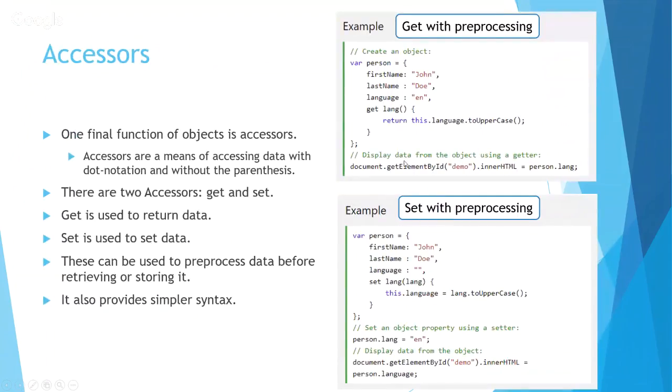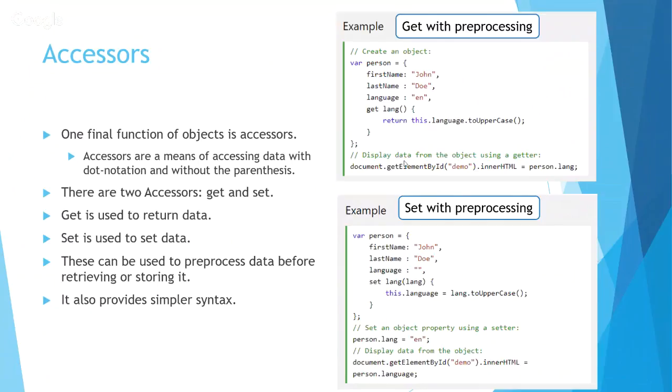Accessors are another very useful tool with JavaScript objects. Accessors are ways of accessing data through dot notation without parentheses, in particular for methods. And it's a way of being able to pre-process data coming in or going out of your object. So there are two accessors, get and set, and they're used before the method definition to distinguish it as an accessor. Get is used to return data, and set is used to set data.